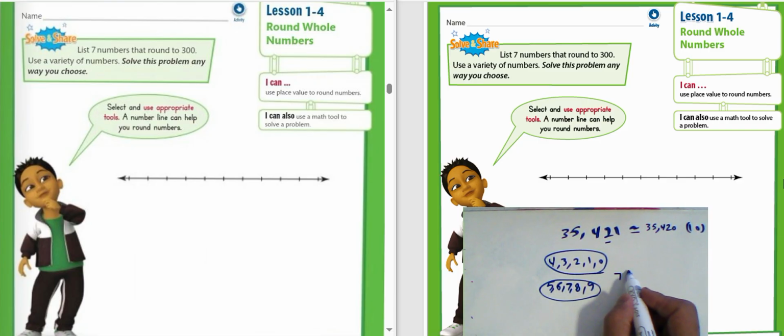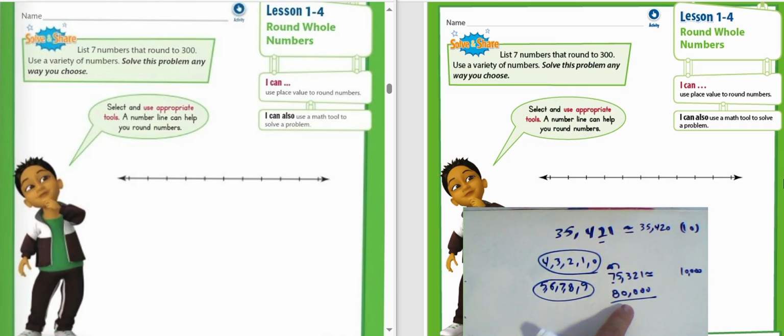Like we have 75,321. We want to approximate this number to the nearest 10,000. The 10,000s digit here is 7. Look at the right-hand side. 5 can give 1 or not? Yes, it can give 1. Then 7 will be 8, and we write all digits on the right-hand side as 0. Then the answer will be 80,000. We approximated this number to the nearest 10,000.